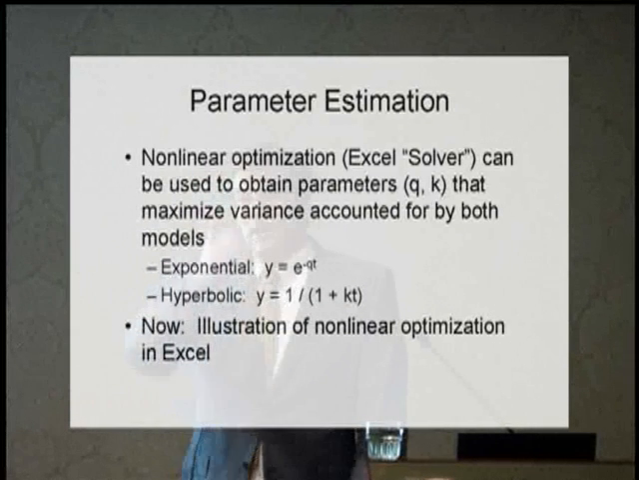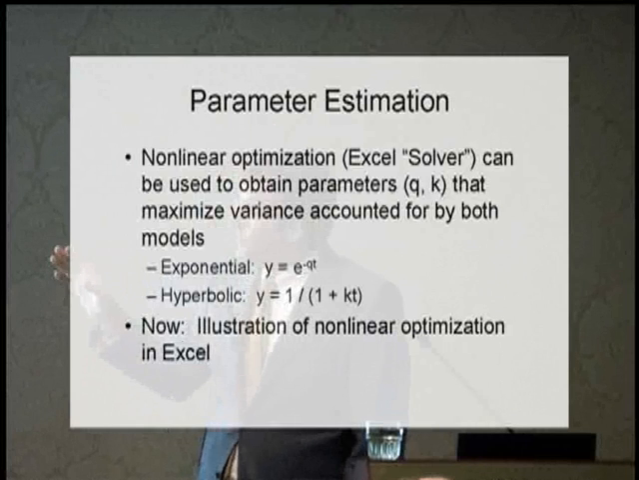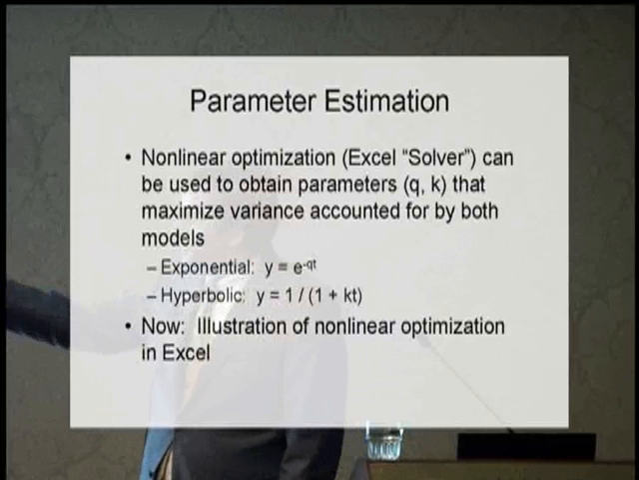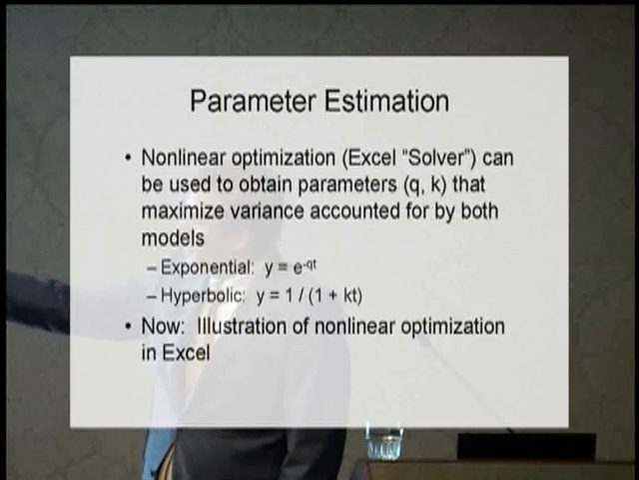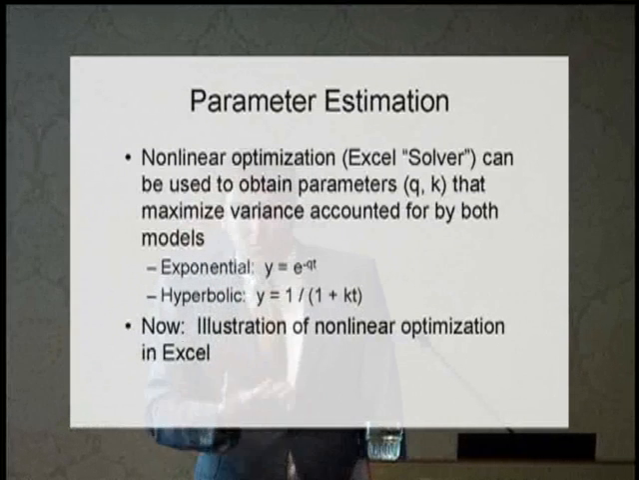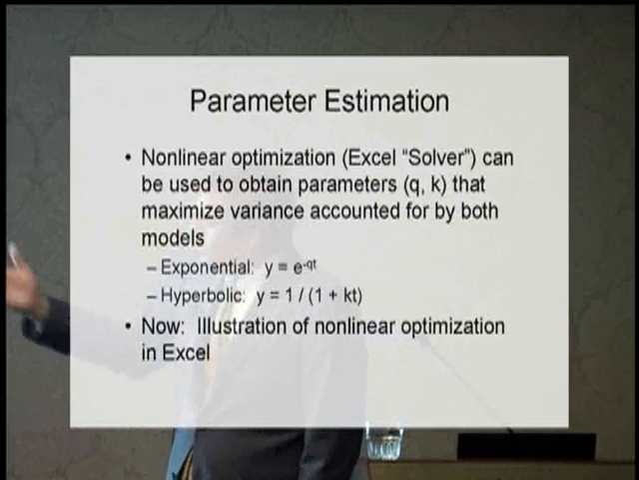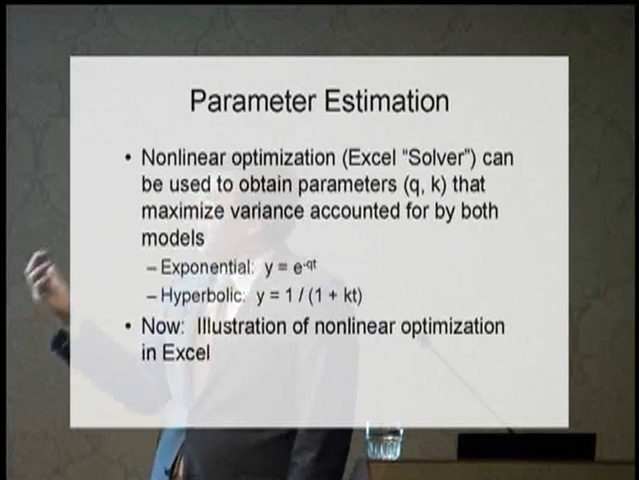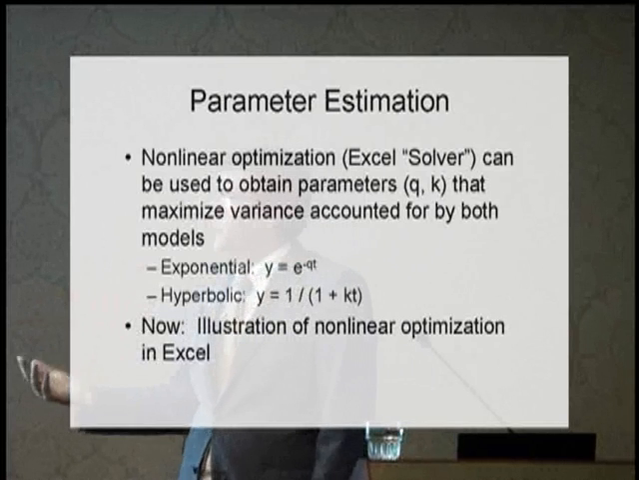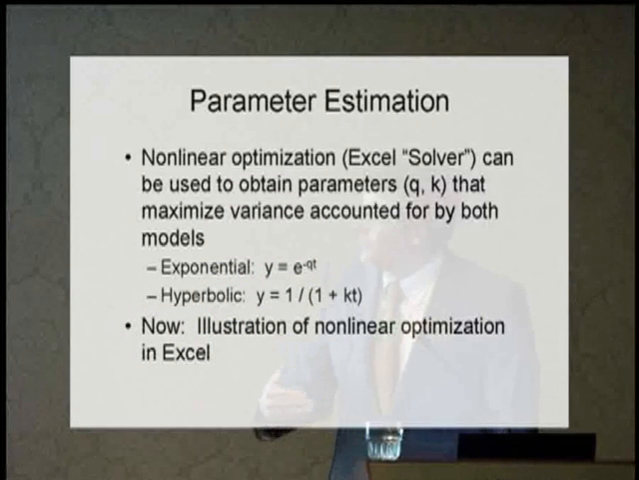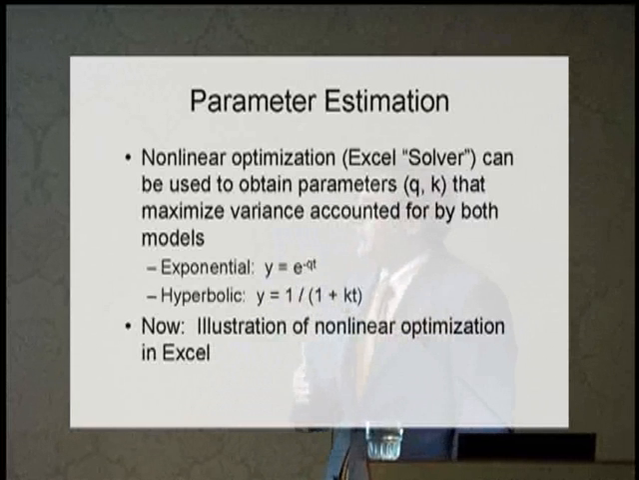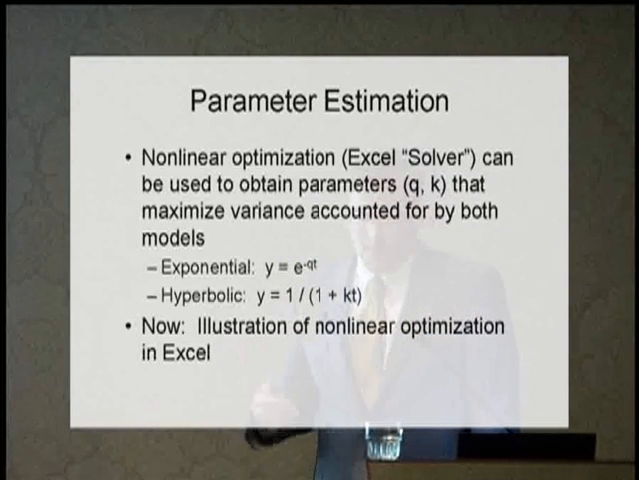If q is large, it means it decreases very rapidly. If q is small, it decreases more slowly. So q is the parameter in the exponential model. For the hyperbolic model, the equation is y, or rather I should say normalized response rate, is equal to 1 over 1 plus k times t. So here, again, t is time, and k now is the rate parameter. If k is very small, then the hyperbolic drops off more rapidly. If k is very large, then it drops off more slowly.